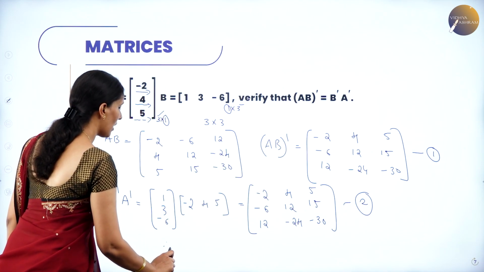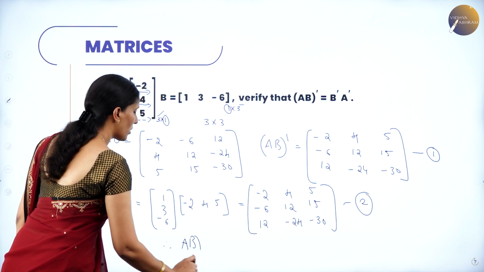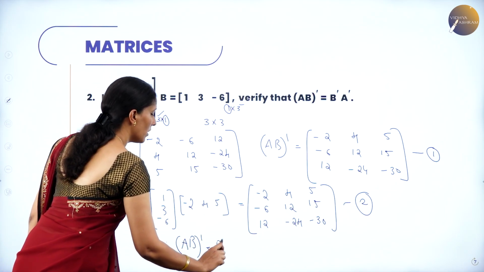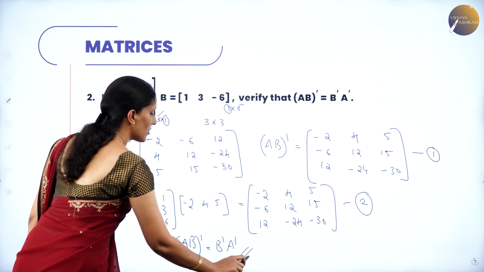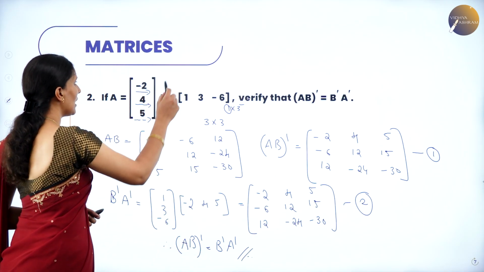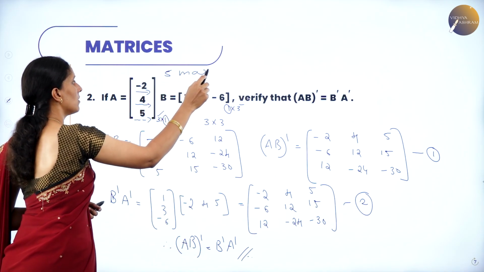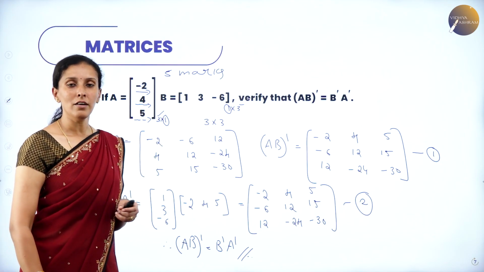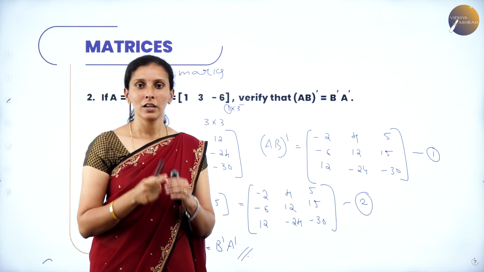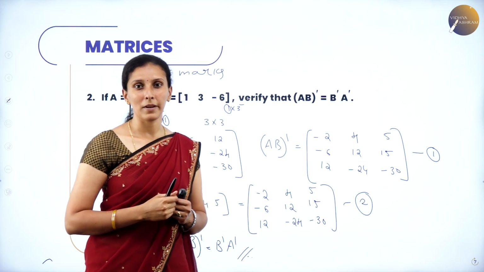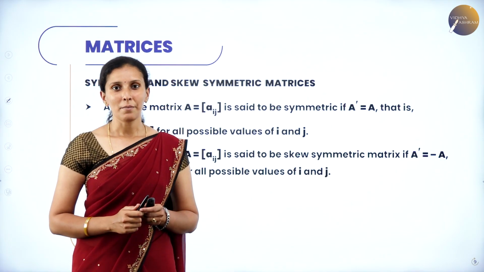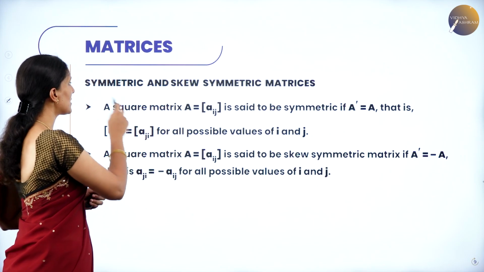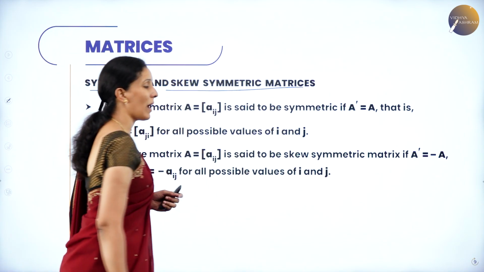So therefore, what I can conclude is that (AB) whole transpose is equal to B transpose into A transpose. So this is again an important 5-mark question which can be asked in your examination. Very simple when you know how to multiply these matrices. Next we come across a very important topic called symmetric and skew-symmetric matrices.